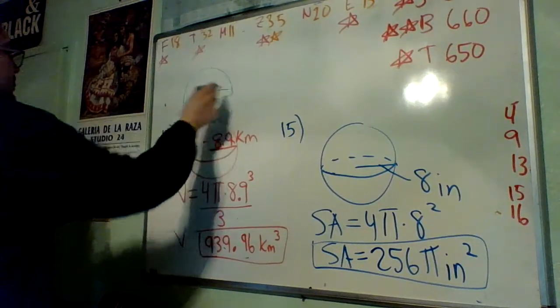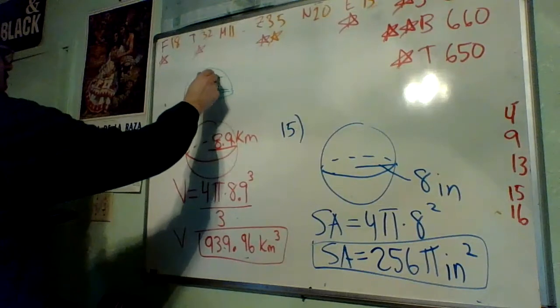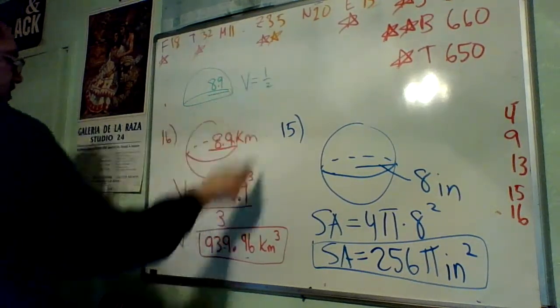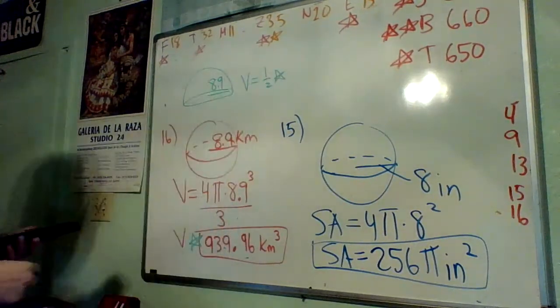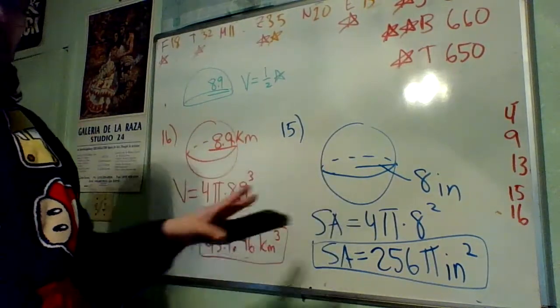By the way, if you were to instead not have a sphere but a hemisphere, so you have half the planet, and let's say this was 8.9, the answer for the volume would be half of this answer. So if you do half of that answer, you're going to get that. However, you can't do the same thing for this one. We're going to do that one on the other board.